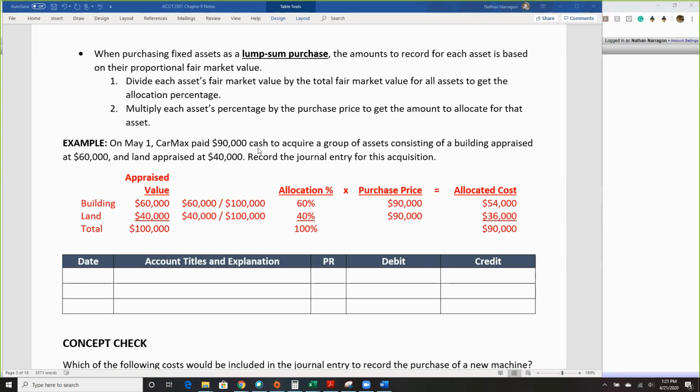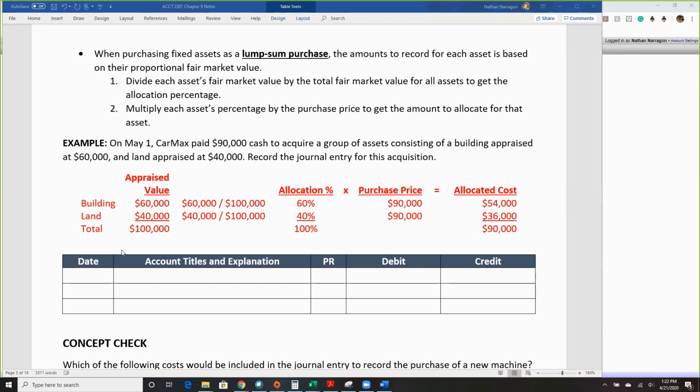Okay. From there, we multiply by the purchase price. So how much cash we paid to acquire both of them. So 60% times 90,000 tells us our building on our books is going to be recorded at 54,000. Land, same thing. 40% times 90,000 will state 36,000. Again, as a check, make sure if you add these costs together, it should equal your purchase price.